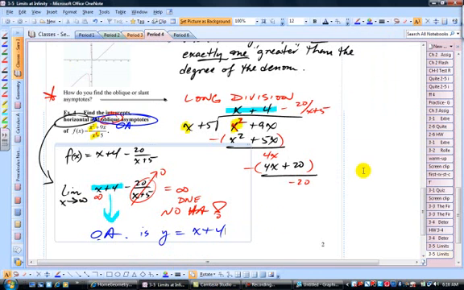Okay, so your job in this section is to find oblique and horizontal asymptotes using limits to infinity.